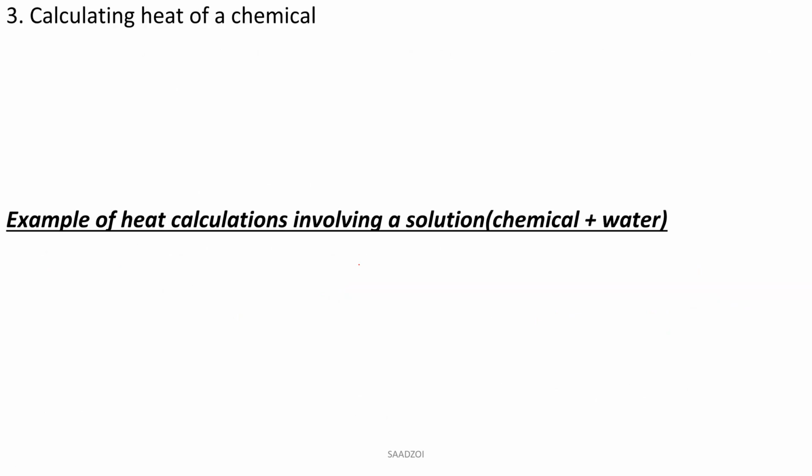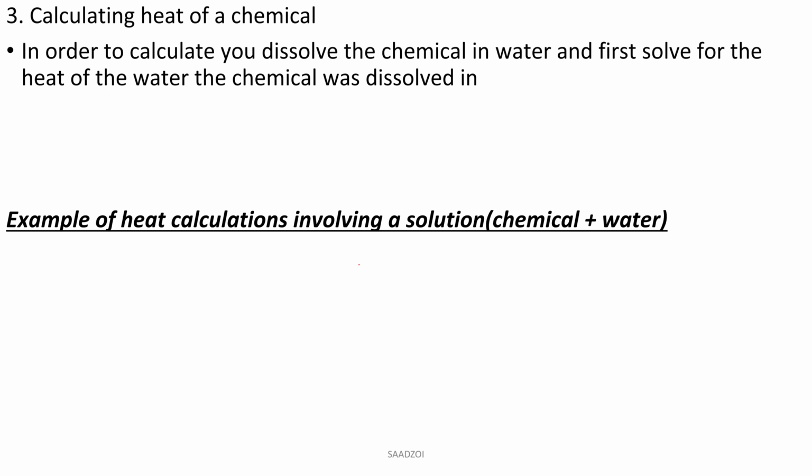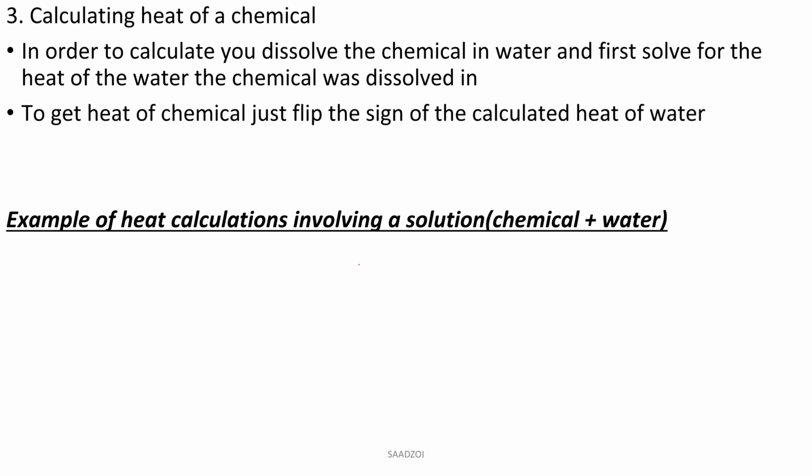All right, and then the last scenario, calculating heat of a chemical. So in order to calculate, you dissolve the chemical in water and first solve for the heat of the water the chemical is dissolved in. So when you're doing the Q of the chemical, you have to do it indirectly. You can't directly measure the change in temperature of a chemical because it's too difficult. So what we do, we put it in water, and we're going to collect our data from the point of view of the water. So all this data is actually the Q of the water. So keep that in mind.